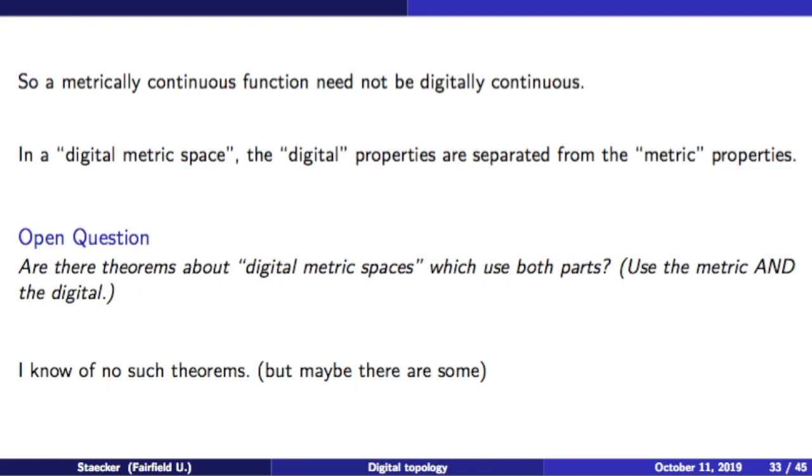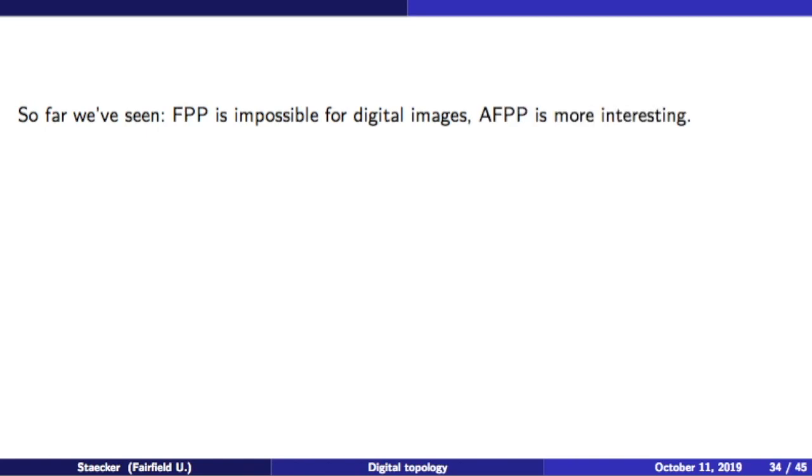Maybe there are some. Okay, so so far we've seen the fixed point property is impossible for digital images. Approximate fixed point is more interesting.